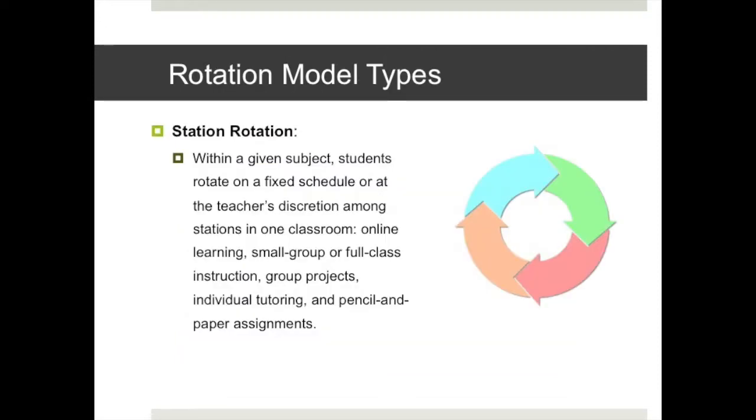Rotation model types. The rotation model is perhaps the most familiar model because it is easiest to adapt into traditional classrooms and schools. We will look briefly at four types of rotation models. Station rotation. Within a given subject, students rotate on a fixed schedule or at the teacher's discretion among stations in one classroom. Online learning, small group or full class instruction, group projects, individual tutoring, and pencil and paper assignments.